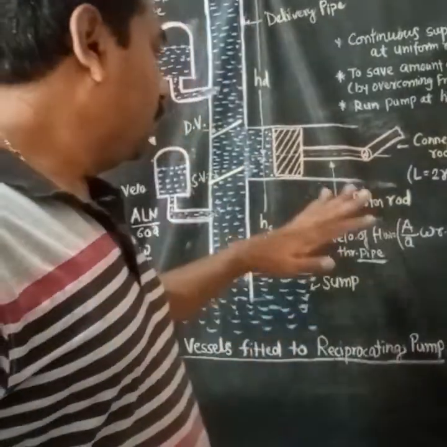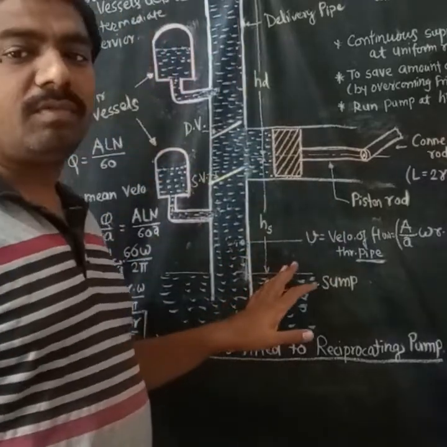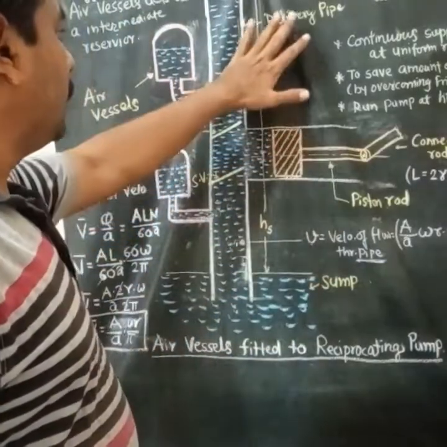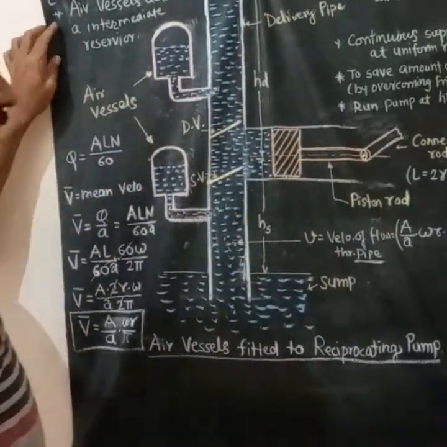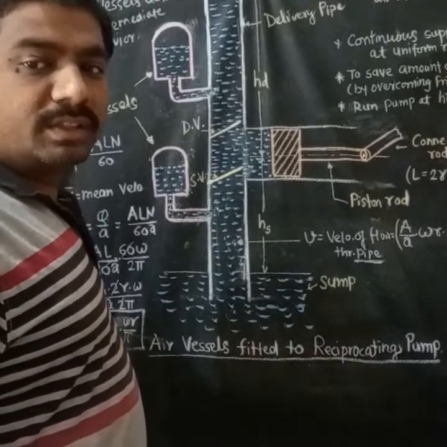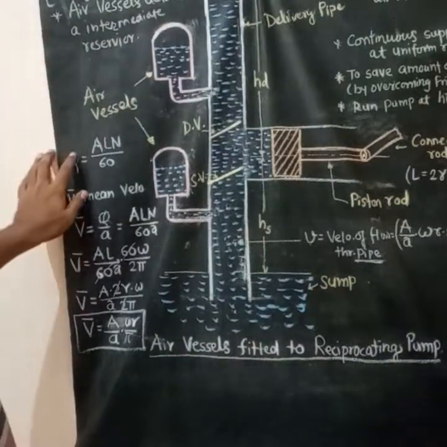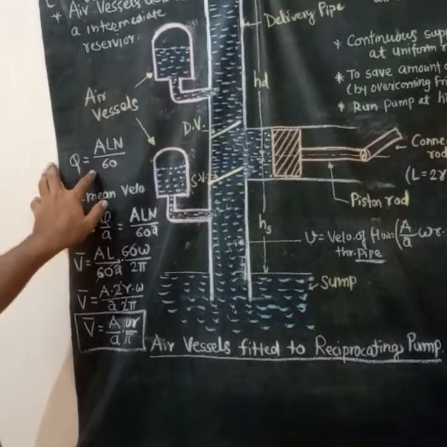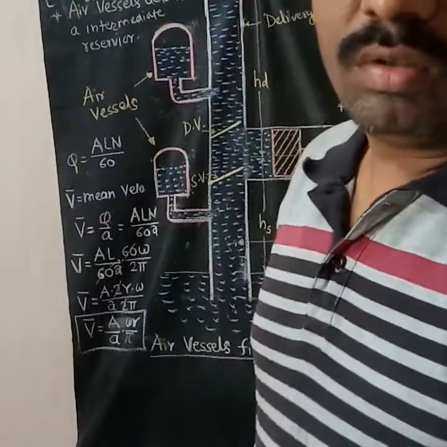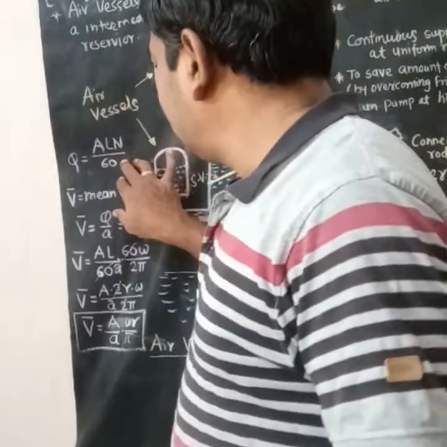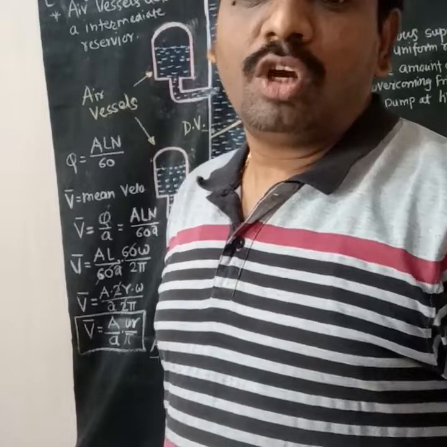Okay, so now we are going to see the particular diagram and what the things are over there, and what the various equations and formulas are, which will be helpful while discussing this. So here you can observe the discharge. As you know, the discharge is LAN by 60. So we are going to discuss the mean velocity of that particular fluid which is flowing through a pipe.